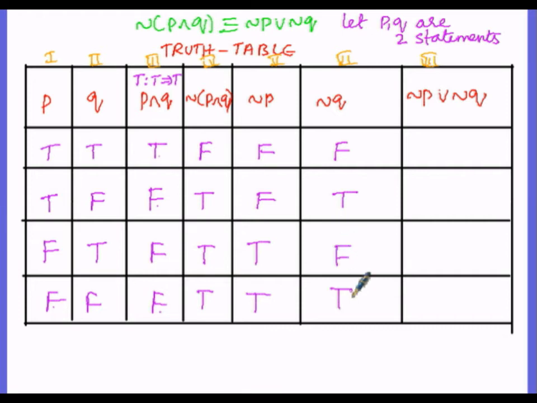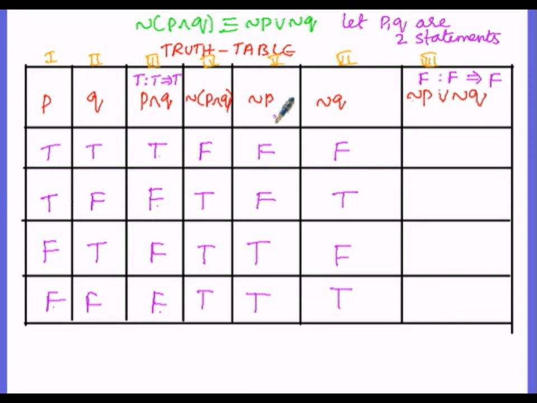Now let us find negation P or negation Q. Here the connective is OR, which is denoted by the symbol V, so it comes under the disjunction. In a disjunction, if the first statement, negation P, is false, and the second statement, negation Q, is also false, then the disjunction will be false. That is, we have to search for F and F under the columns negation P and negation Q.